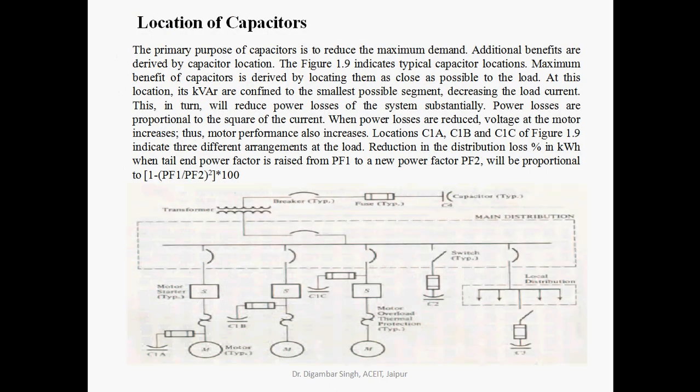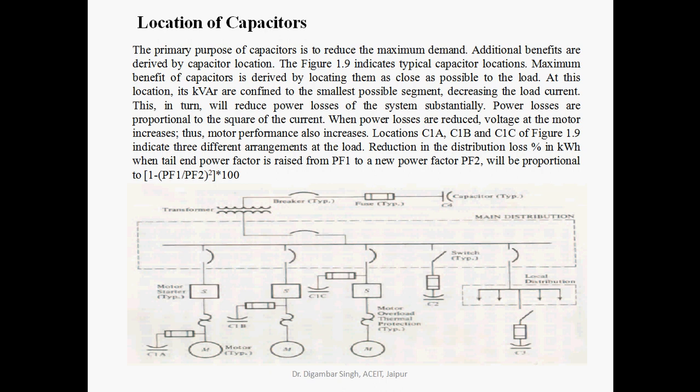The next topic is location of capacitor. In the location of the capacitor, we consider at which point the capacitor is placed so that the power factor is improved and the voltage is also improved. The primary purpose of a capacitor is to reduce the maximum demand. Additional benefits are derived by capacitor location.